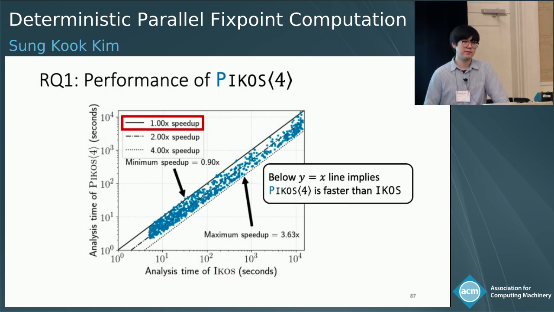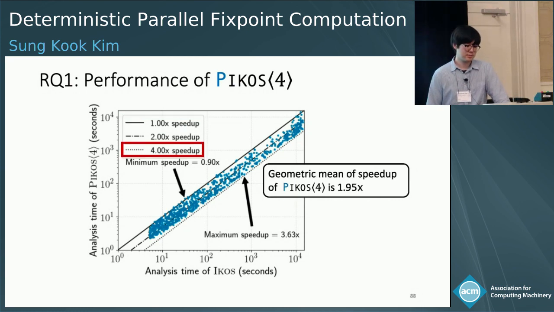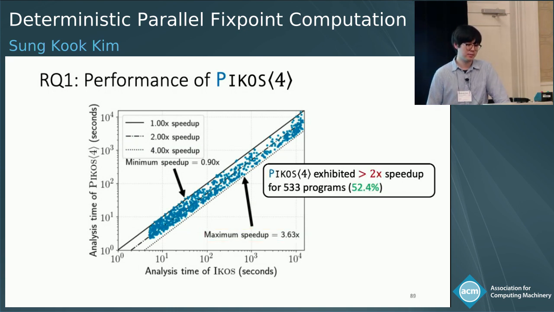This y equals x solid line shows the same speed, and the ones below this solid line imply that PyCos 4 was faster than IKOS. We had a geometric mean speedup of 2x, and a maximum speedup of 3.63x, where 4x is the maximum possible speedup. 52% had greater than 2x speedup, and 10% had greater than 3x speedup.